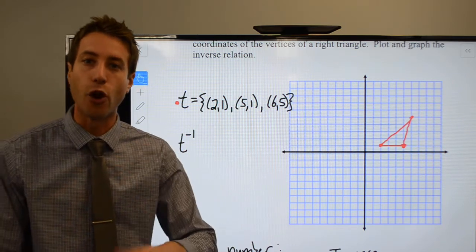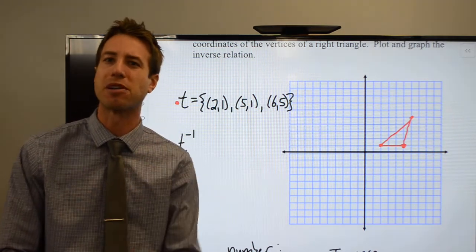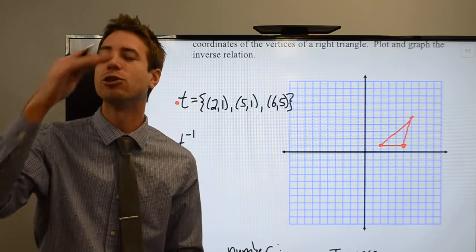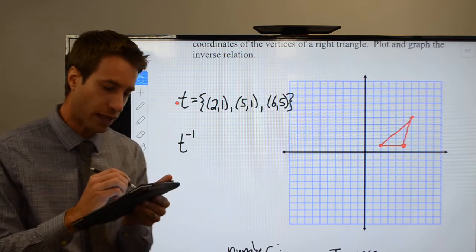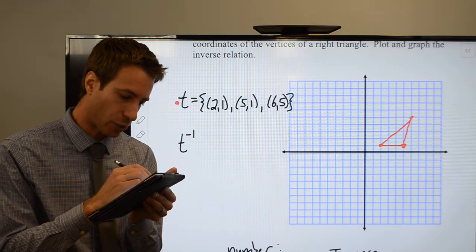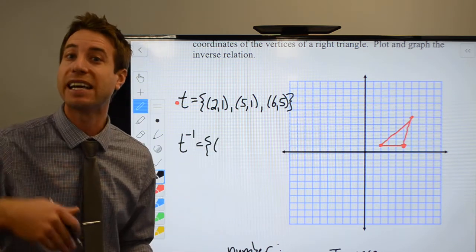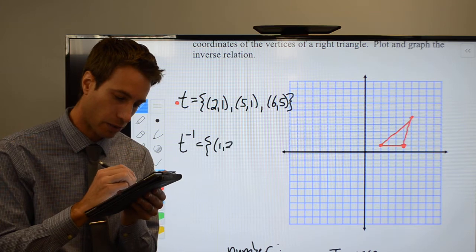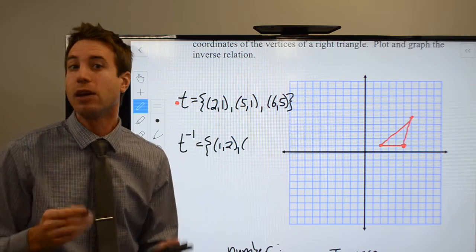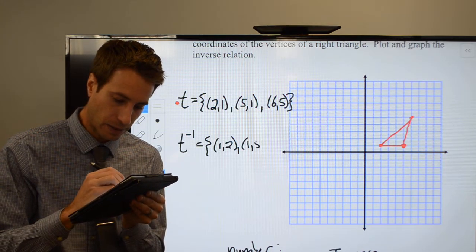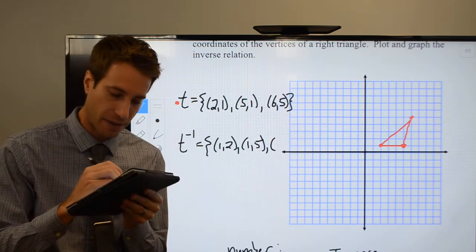What I'm finding is 1 over t, or the inverse function, and we call it t to the negative 1 thanks to that property of exponents that says when you bring something from the denominator to the numerator, you just change the sign of its power. Now, how do I find that inverse relation? Well, it's just as simple as switching the x and y coordinates. Since the first point was 2, 1, my inverse point would be 1, 2. Since the second point was the point 5, 1, the inverse would be 1, 5. And the last point was 6, 5, which means the inverse would be 5, 6.